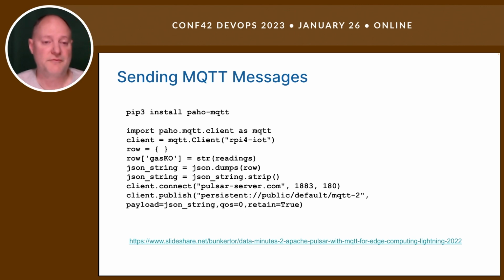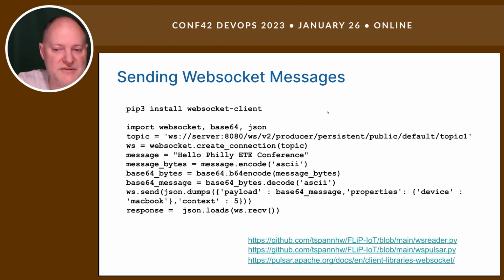Now, if I want to use a different protocol to send messages to Pulsar, I could use the MQTT libraries out there. Paho has a great one. Same idea. Connect to MQTT, give me a client name, send some JSON, point to the server. Use the default MQTT port of 1883. Obviously, you could change that to whatever you want. You could turn on SSL if you like. Point to my topic, send the data. Boom. Makes it easy if maybe you don't want to use the Pulsar libraries or you have an MQTT app.